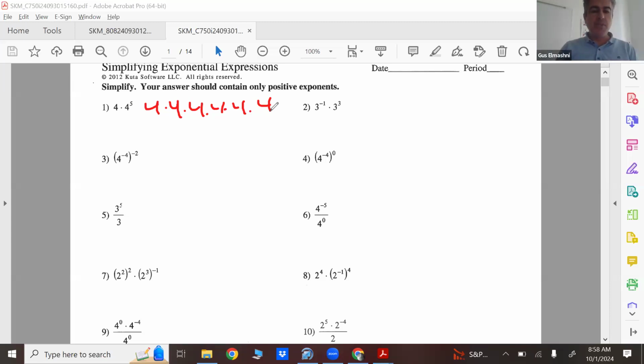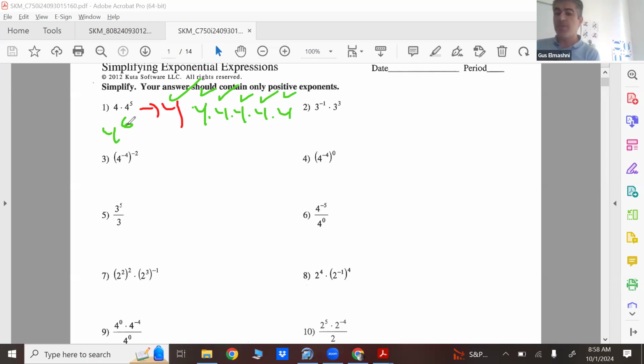So let me color code. We have one 4, and then how many other 4s do I have? 5 more 4s, right? If I do a quick count, just use your fingers, 1, 2, 3, 4, 5, 6. That's why it's 4 to the 6th power. That's why I can add the exponents in that situation. We never add exponents any other way except that situation. So we have the shortcut, and we're grateful for it, but we have to understand the long way too. Let's look at another one.